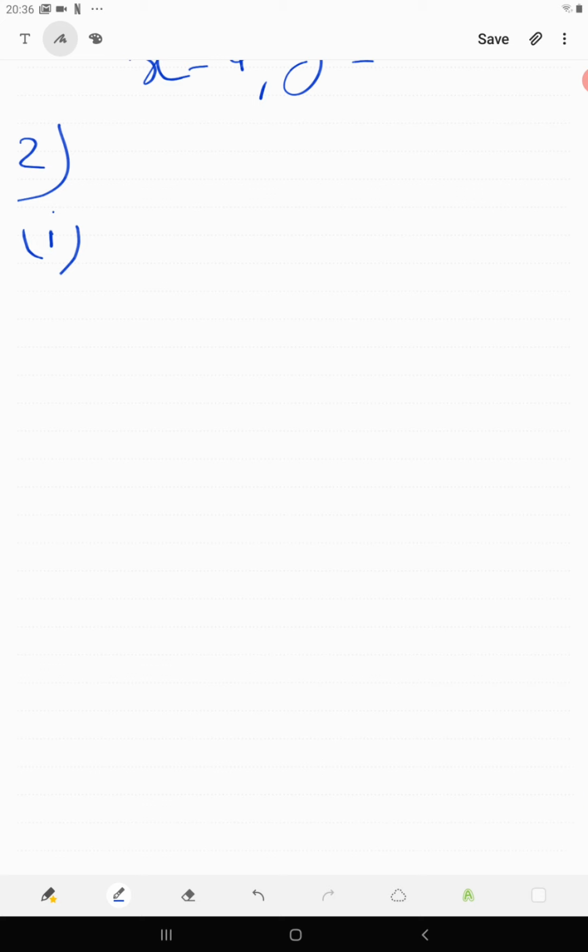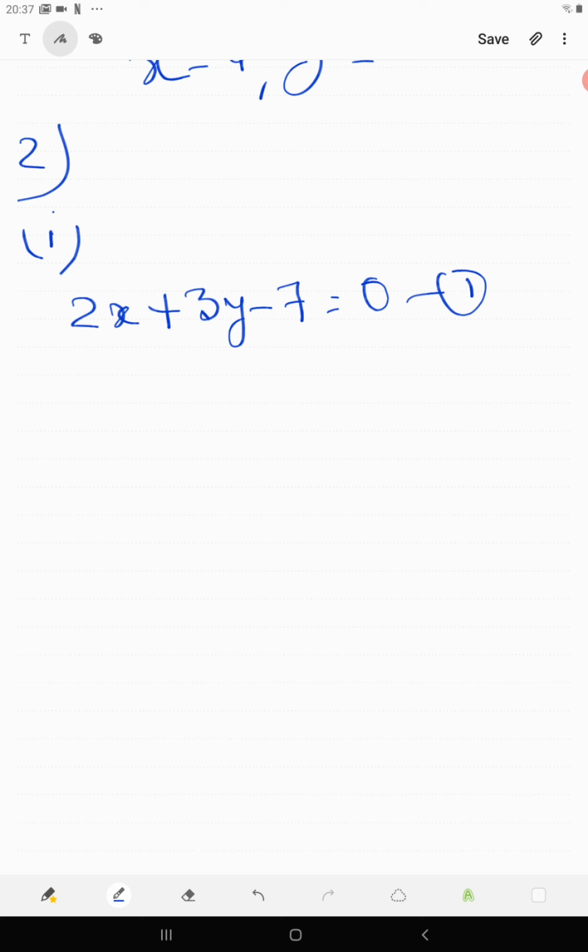What is being asked: for which values of a and b does the following pair of linear equations have an infinite number of solutions? An infinite number of solutions happens when a1 by a2 equals b1 by b2 equals c1 by c2. So the first equation is 2x plus 3y equals 7. I will bring 7 to the left, so it will be minus 7 equals 0. This is our equation 1.